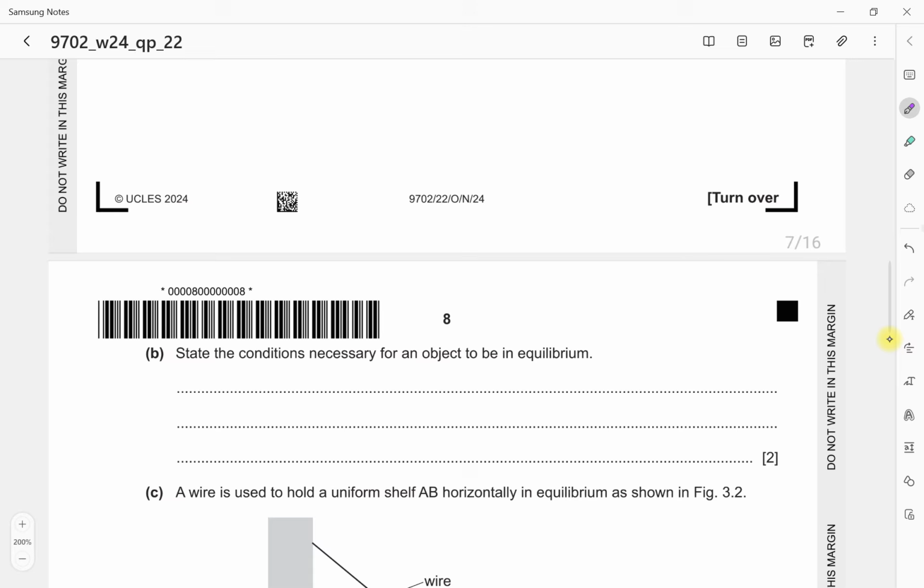Then state the conditions necessary for an object to be in equilibrium. Of course, we know that number one, the resultant moment, you can call it torque, about any point is 0. That's number one. Number two, resultant force.